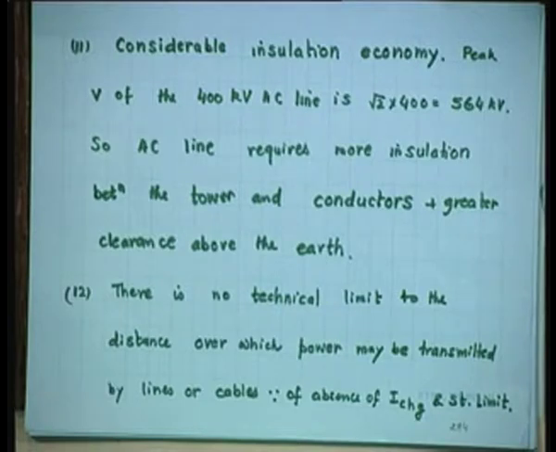There is no technical limit to the distance over which power may be transmitted by lines or cables. Whereas in AC, you must remember when I taught you tuned power lines, they are not practicable beyond 4000 kilometers. In DC, technically, practically, there is no such limit. Why transmit power to, let us say, Sri Lanka from the northeast, unless they pay you money?